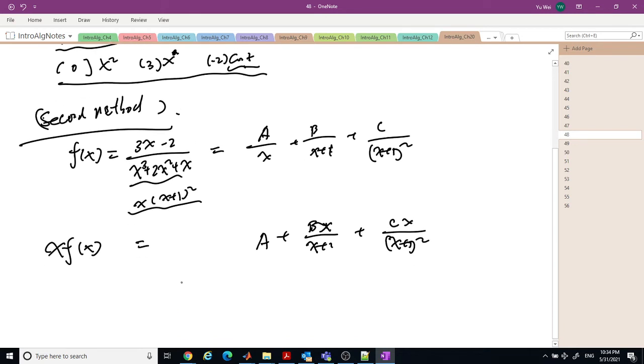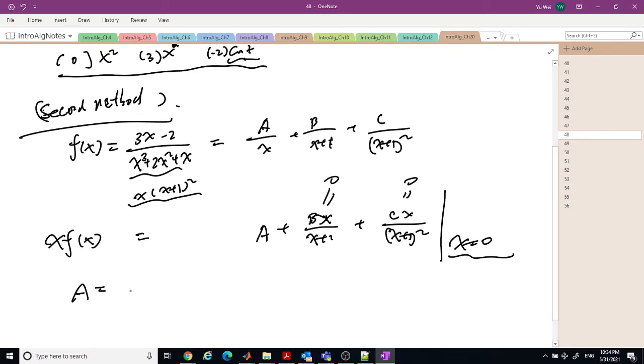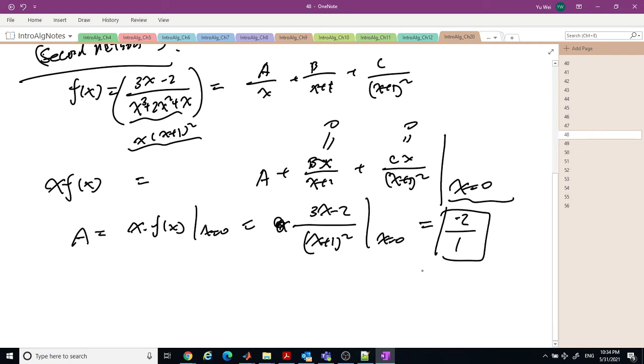Now if we let x equal 0, what happens? This is gone, this is gone, right? So now a is equal to x times f(x) at x equals 0. That means let's do this. This is f(x), right? So x times f(x) is (3x minus 2) over (x plus 1) squared, then x equals 0. What do we have? x equals 0 gives 1 in the denominator, then it's negative 2. So now we have a equals negative 2.